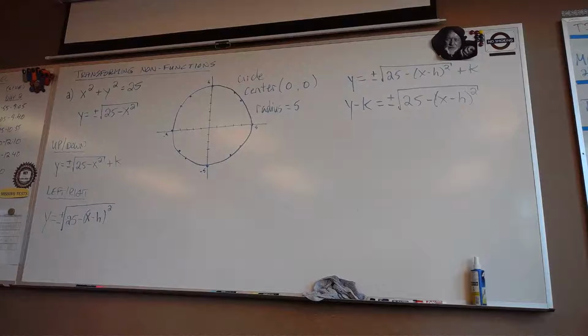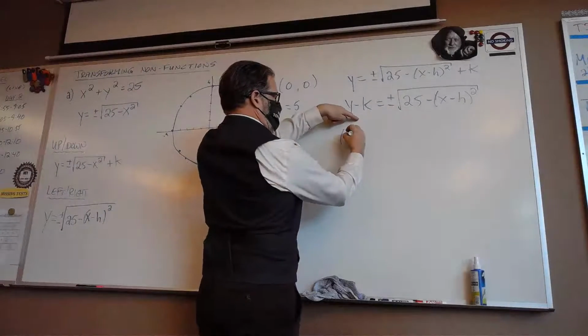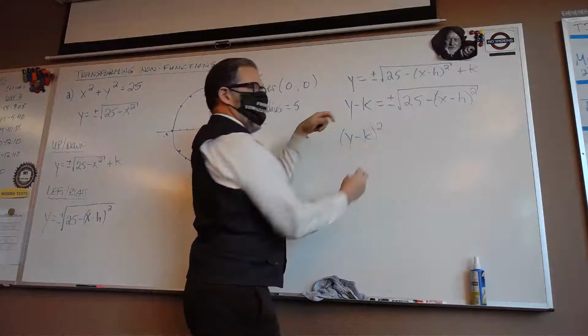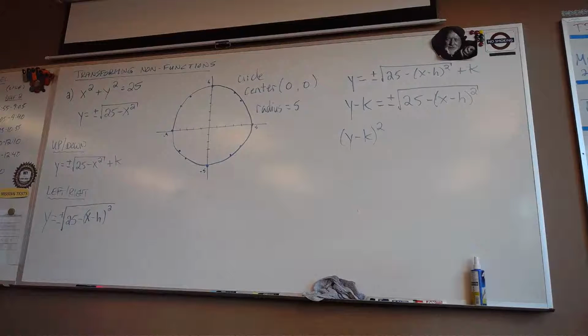Now what? Now seems like a really good time to square both sides and get rid of that square root, wouldn't it? On the left-hand side, when I square this, I'm just going to write (y minus k) squared. I'm not going to simplify that anymore. I know that if I wanted to, I could write it all out: y squared minus 2ky plus k squared, but I don't want to. I want to leave it as (y minus k) squared.